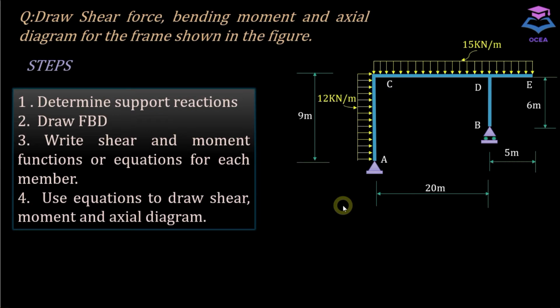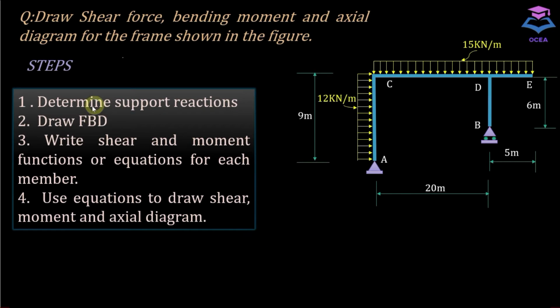In this lecture, we are going to draw the shear force, bending moment, and axial diagram for the frame shown in the figure. There are two horizontal members and two vertical members in this frame.